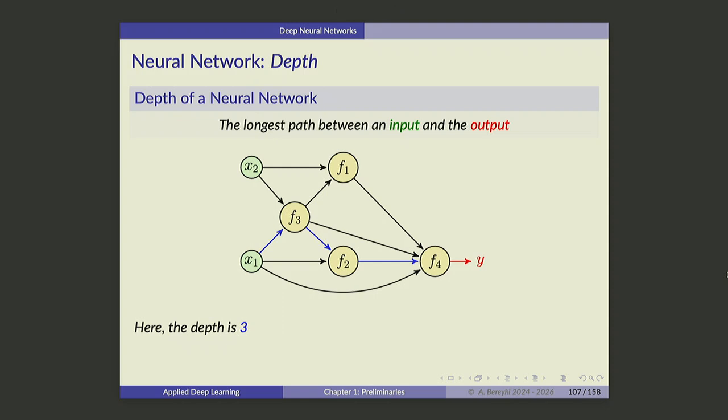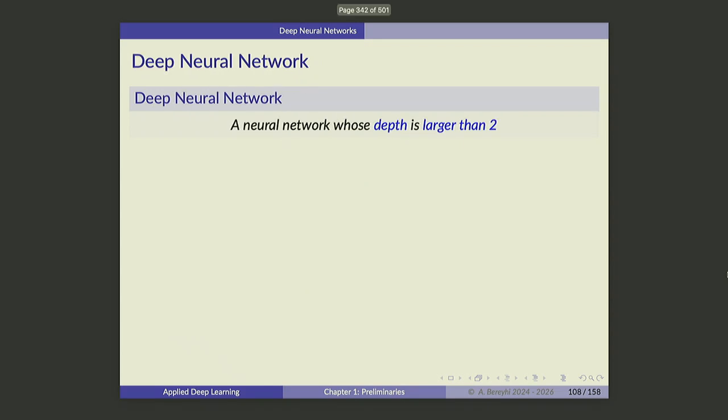Everybody's cool? Great. Now, what is a deep neural network? It's a very complicated definition: a neural network with depth more than 2. That's it. So it's not a weird thing. It's just a neural network. When the depth is more than 2, then this is a deep neural network. Why? Because we're going to see.